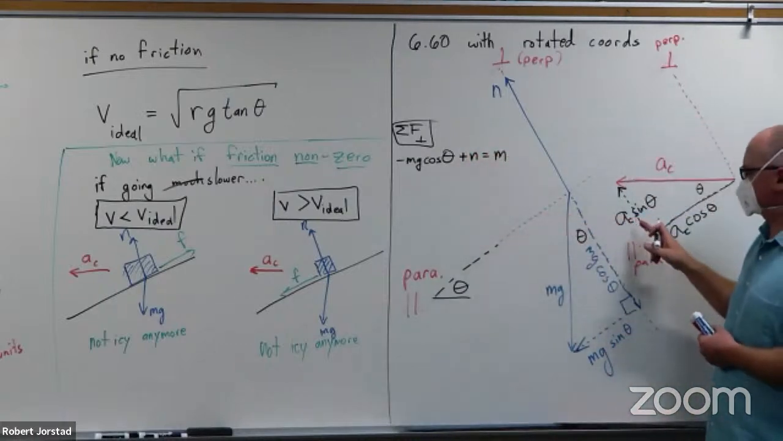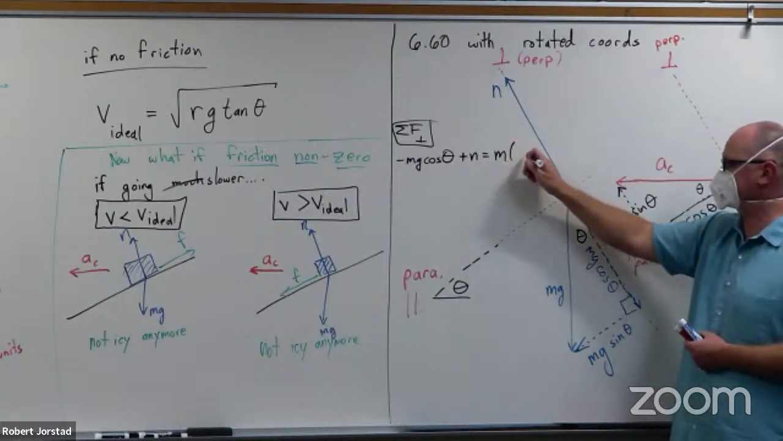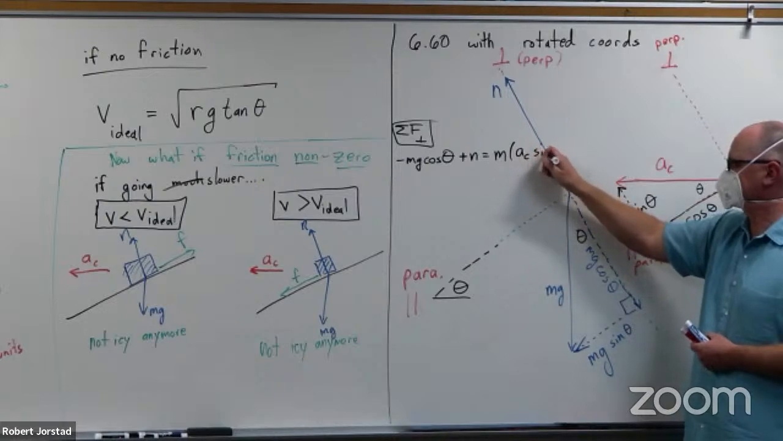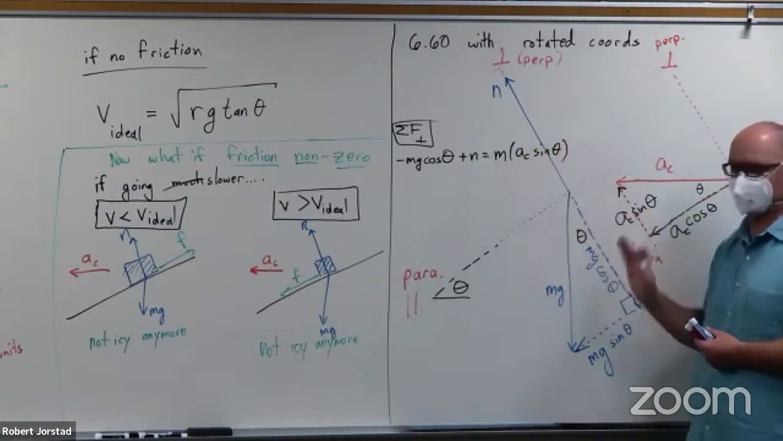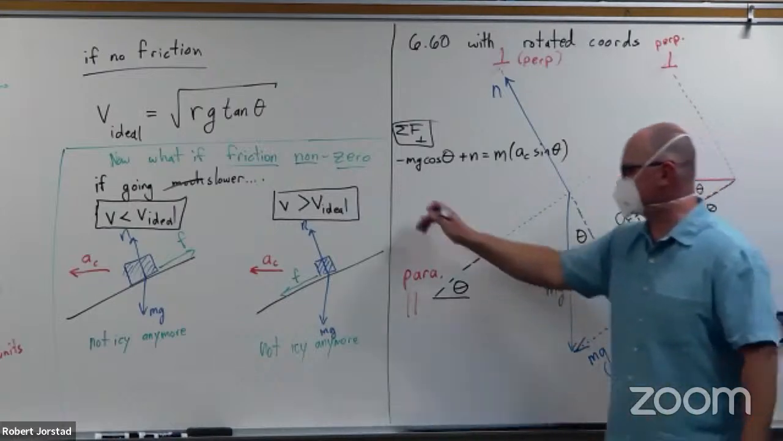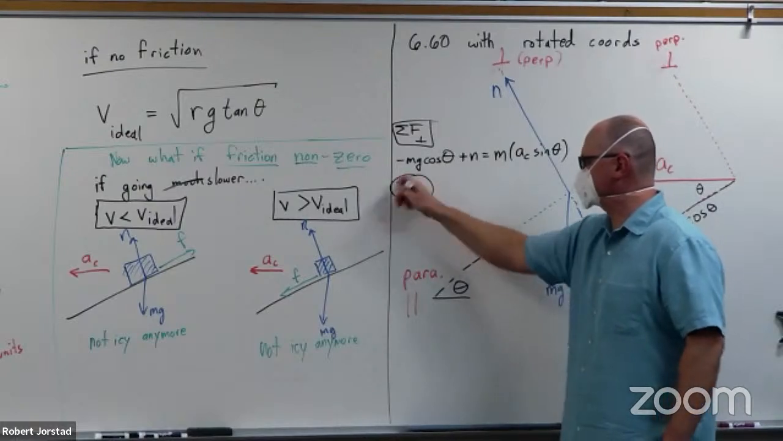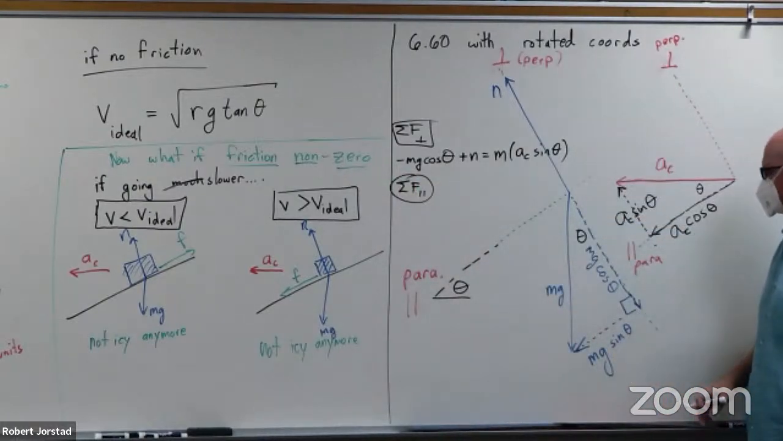It's going to be what? Plus AC sine theta or minus AC sine theta? Plus AC. Does that equation make any sense at all? What's the other one? Force para? What's that equation going to be?